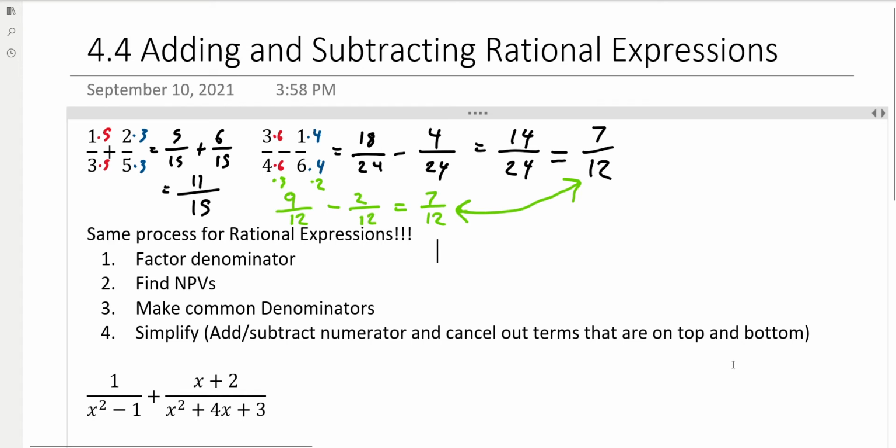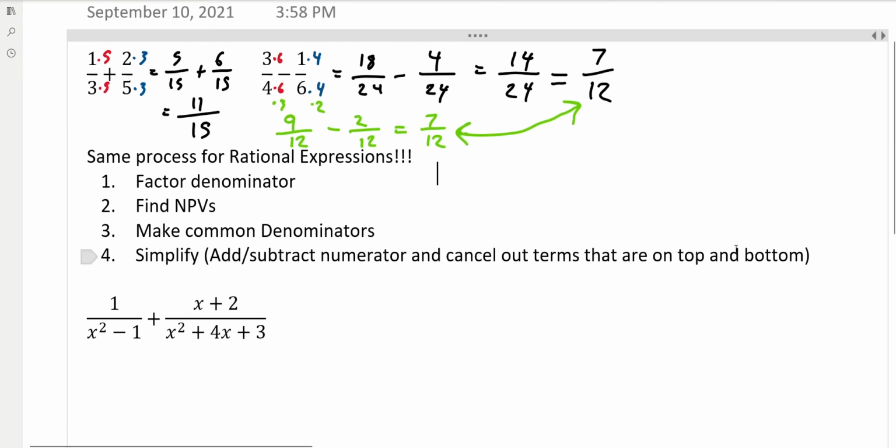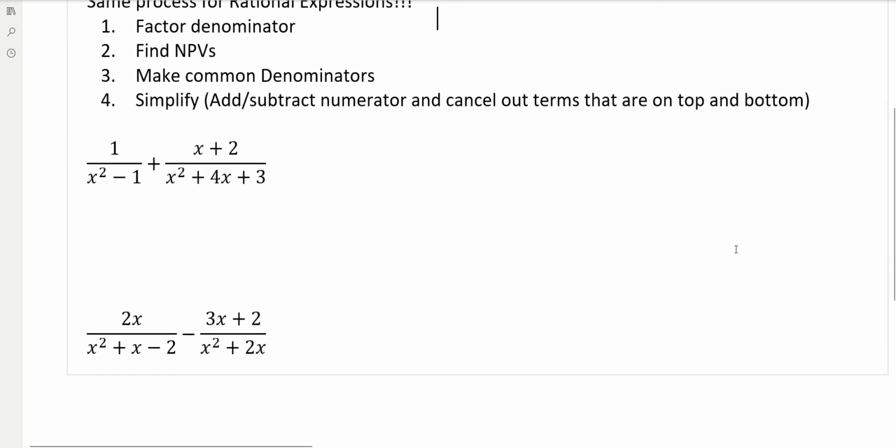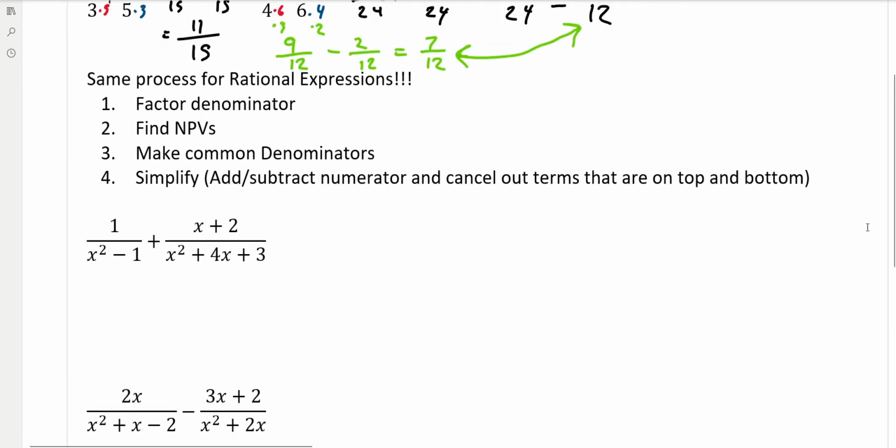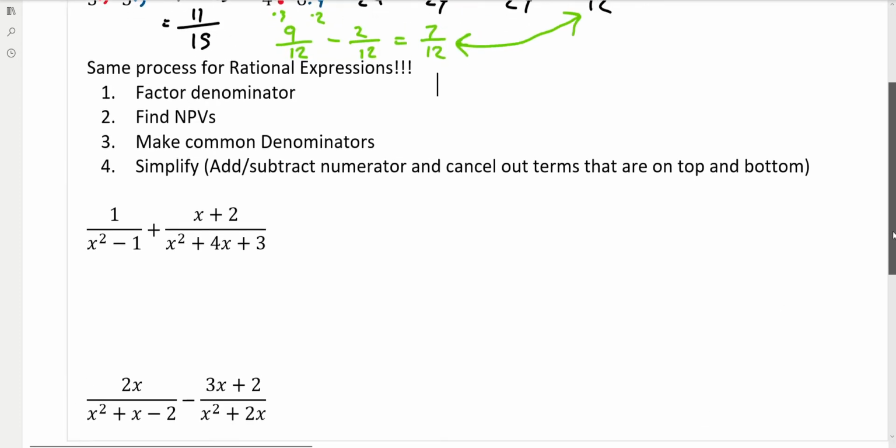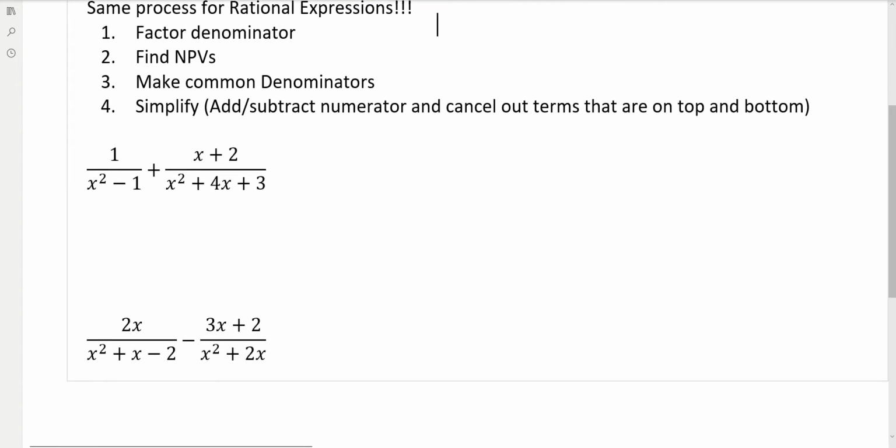Okay, so that is just fractions, but what about rational expressions? Well, with rational expressions, we actually have to add a little bit, but not too much, to our process. So we need to factor the denominator first. That is our first step. Then find our NPVs. Then we can make common denominators and simplify, add, subtract, cancel out terms, etc.